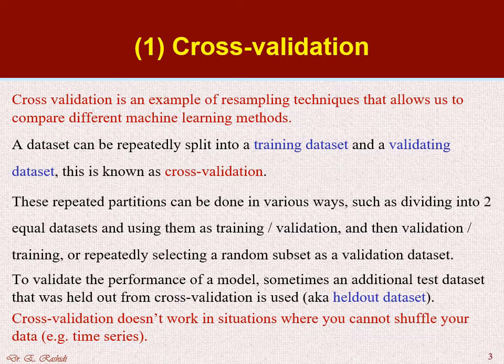Cross-validation doesn't work in situations where you cannot shuffle your data. For example, in time series where time is important, so the sequence of data is important and you cannot shuffle them. So you cannot randomly pick different subsets of data. Cross-validation gives a better, more stable, and reliable estimation of a model's performance than just a simple train test split by conducting several train test splits and averaging over the result of predictions.